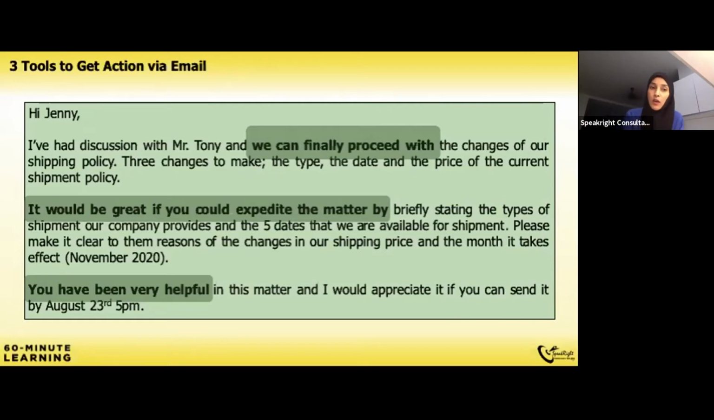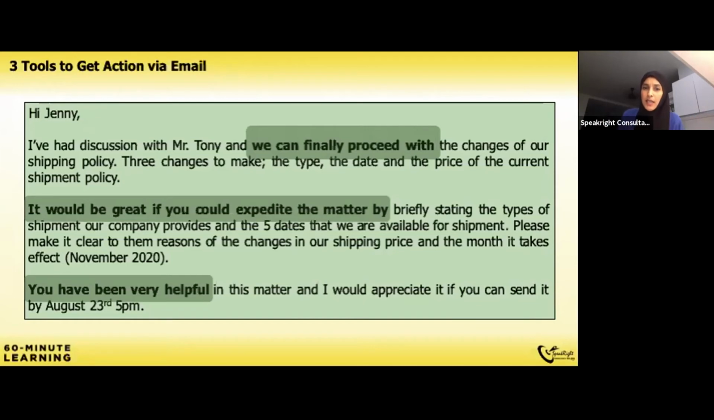And the final one. As we know, Jenny has been very helpful. So what is wrong in motivating her and telling her that she has been very helpful all this while? And trust me, after this, Jenny is going to be even more helpful. So, "You have been very helpful in this matter, and I would appreciate it if you can send it by August 23rd, 5 p.m."